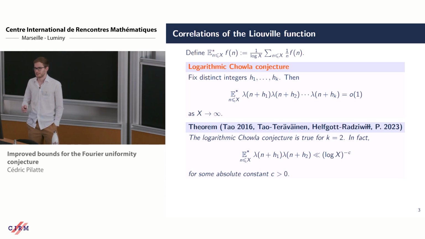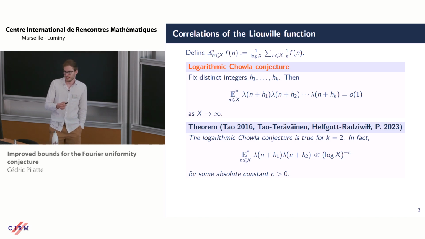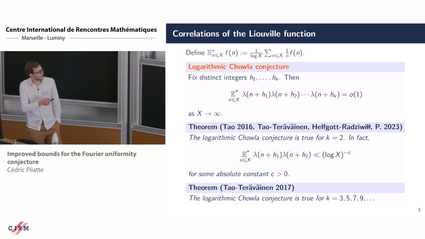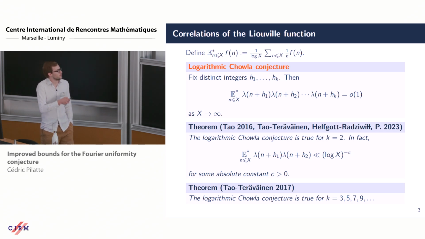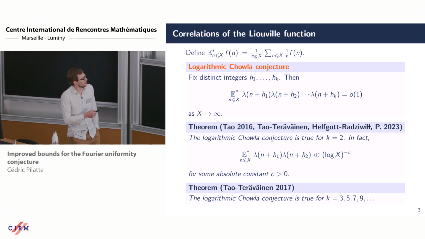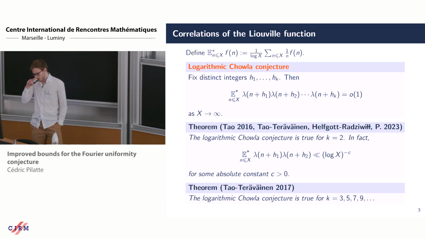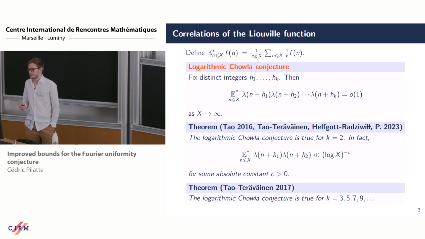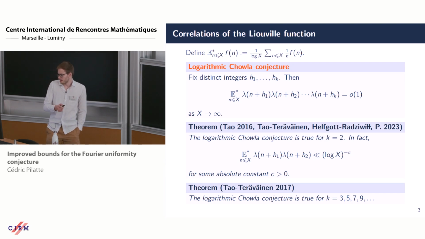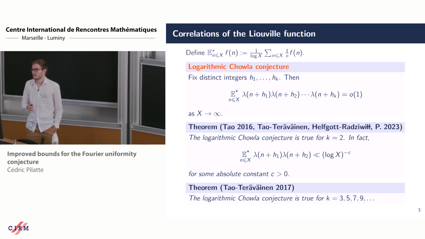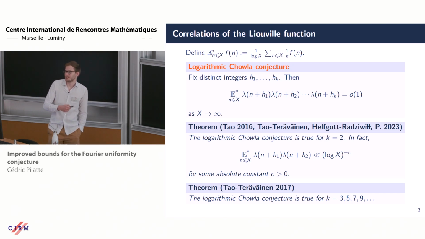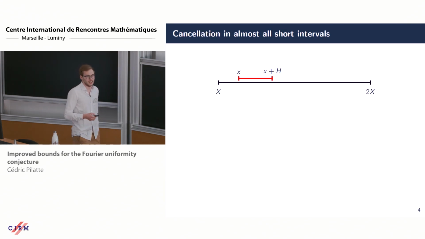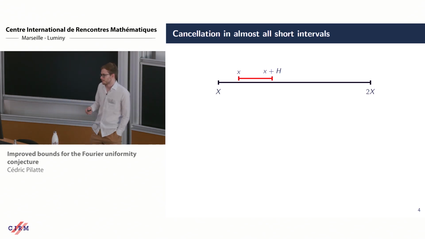So this is for k equal to 2. And as Yoni mentioned this morning, it is also known for k odd. So this is what he proved with Tao in 2017. But if k is even and larger than 2, we don't know the logarithmic Chowla conjecture. So for k odd, what sort of bound? Very weak bounds. So now I'm going to look at another instance of pseudo-randomness.